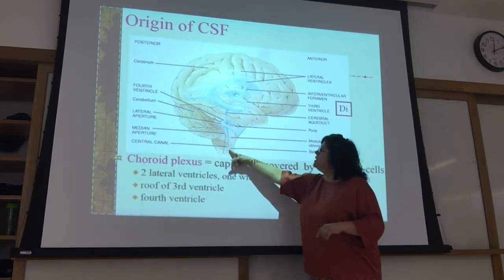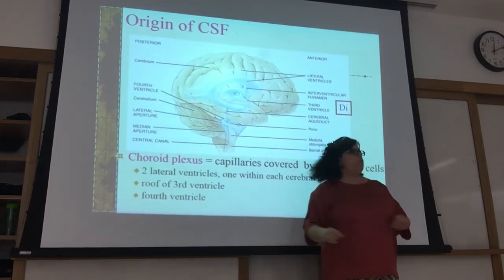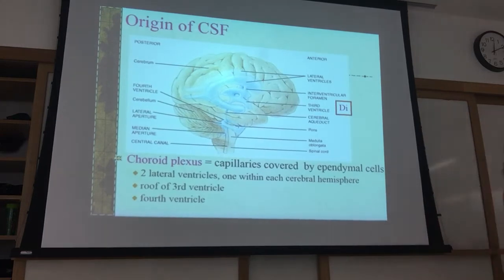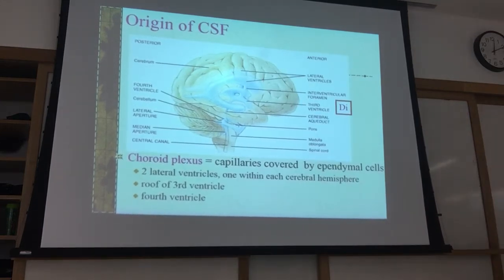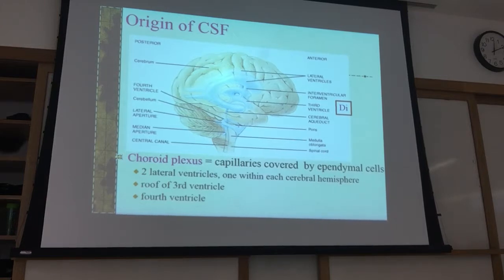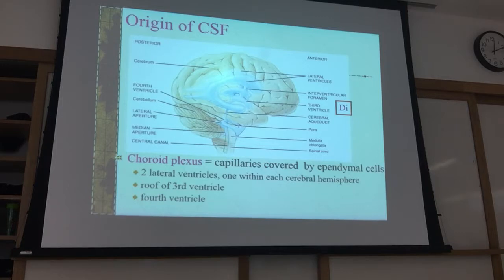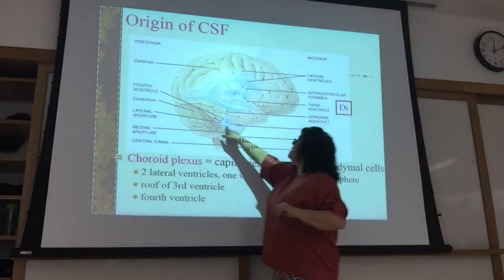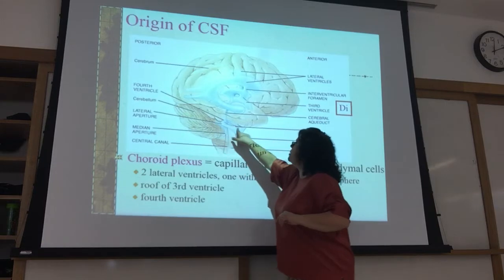At the same time that the fluid is moving down through the spinal cord, it is moving through foramen or holes, channels on either side of the fourth ventricle, which are called lateral apertures, and that's going to bring the fluid back up and around the brain. So it's not only just going straight down, it's also kind of going down and up and around the brain. That's what they're trying to show you right here with the lateral apertures.